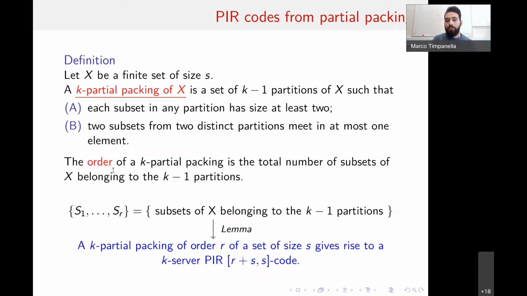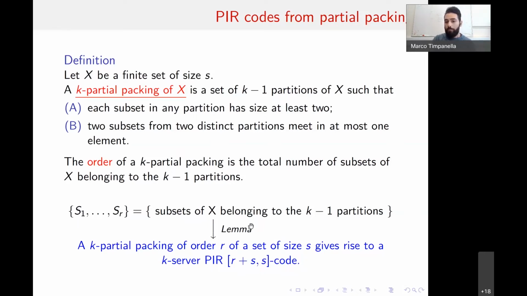We also say that the order of a k-partial packing is the total number of subsets that belong to these k-1 partitions that we chose. What is the connection of this definition with the previous slide? Well, it is easy to see that if we take S1, ..., SR as the set of subsets of X that belong to these k-1 partitions, then it is possible to apply the previous lemma to this choice. Indeed, what we need to prove is that these sets have size at least 2, and this is guaranteed by property A. Then we need that two distinct subsets meet in at most one element, and this is guaranteed by property B. And finally, we need to check that every element of X belongs to at least k-1 of these subsets. And this is also true because we are taking these subsets from k-1 partitions of X.